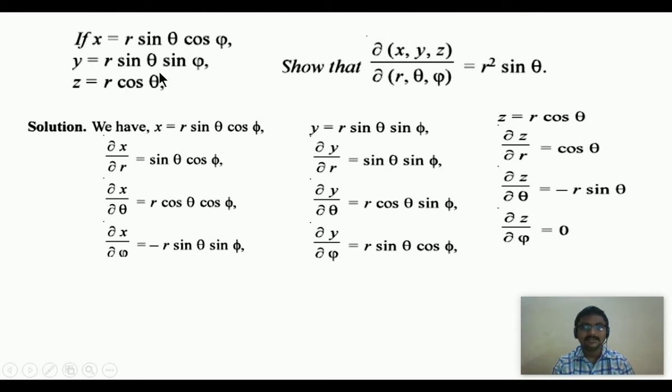Here we are using the equations of spherical polar coordinates. To change Cartesian coordinates into spherical coordinates in multiple integrals, we have to use the Jacobian value. So here the Jacobian value is r² sin θ for spherical polar coordinates.